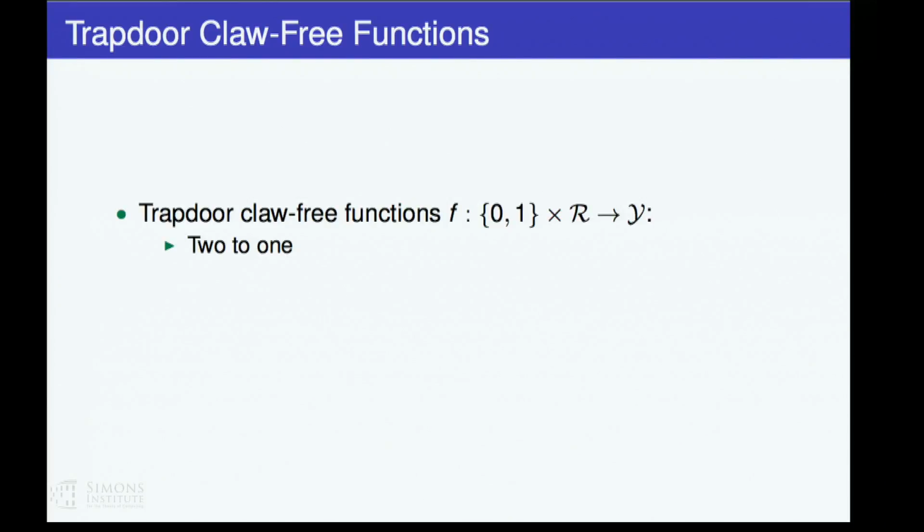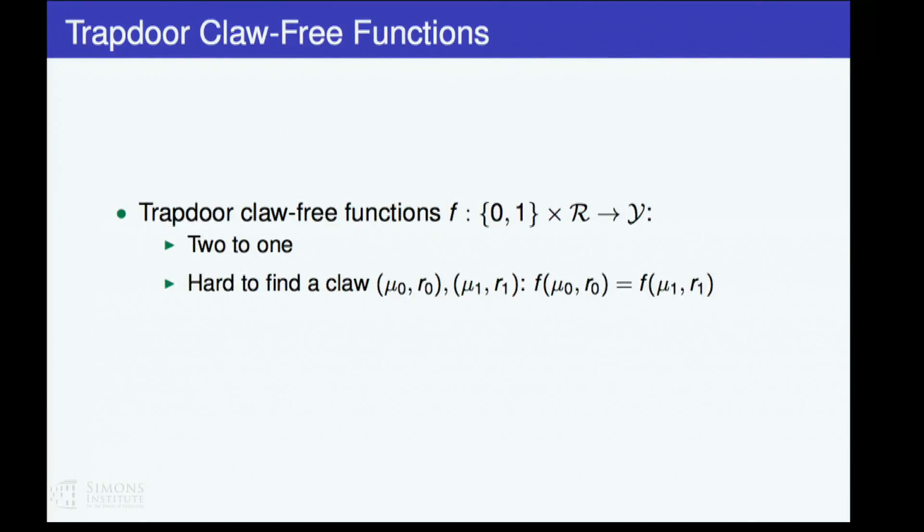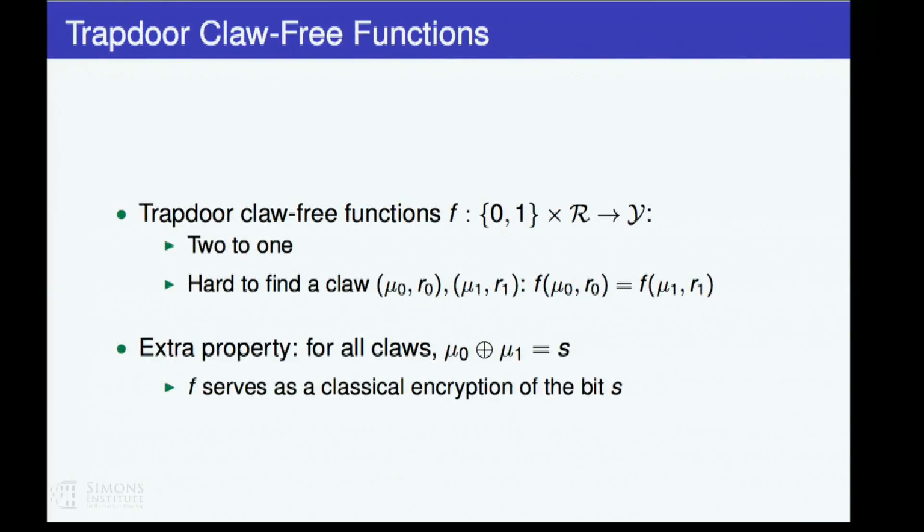And the first thing is that it's 2 to 1. And the second important property is that it's hard to find a claw, which is a pair of overlapping pre-images. So any pair of overlapping pre-images should be hard to find. And the extra property I require here is that each claw hides a bit s. So now this function f is a classical encryption of the bit s, because you're hiding the bit s in a claw, and it's difficult to find a claw.